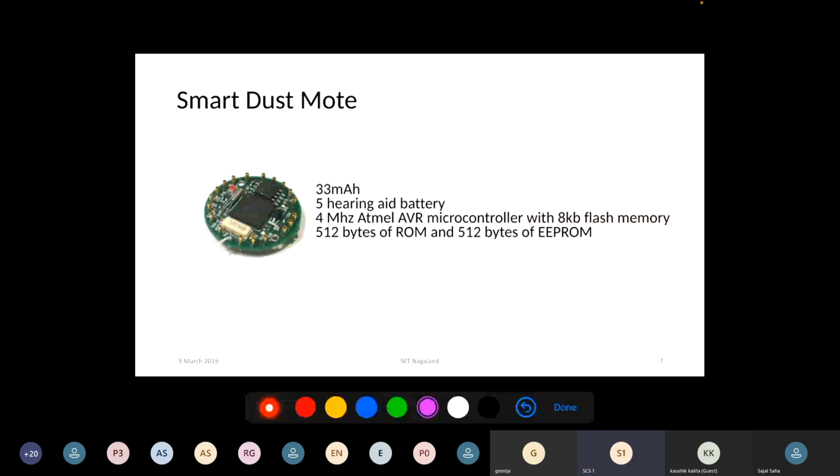5 rupees coin size, and its processing power is only a 4 megahertz Atmel AVR microcontroller with 8 KB flash memory. So it's a basic level mote, and this type of wireless sensor network was used 15 years ago. Those stories are also from 15 years ago. And the RAM size is only 512 bytes and 512 bytes of EEPROM, electrically erasable programmable ROM. So this is one example of the smart dust mote.